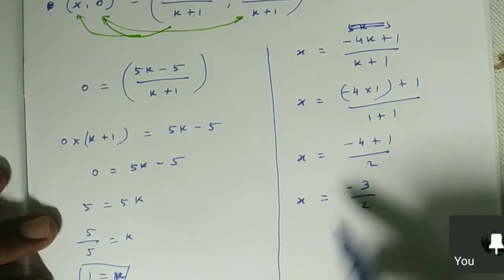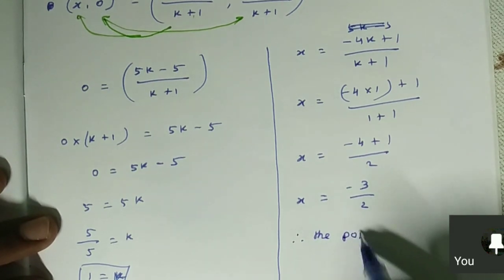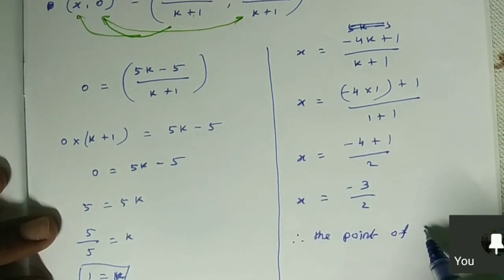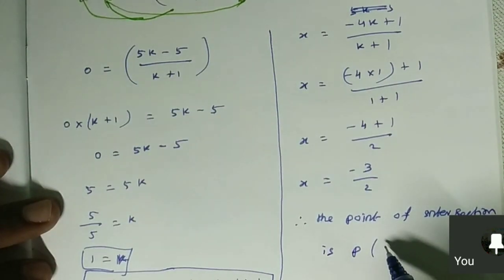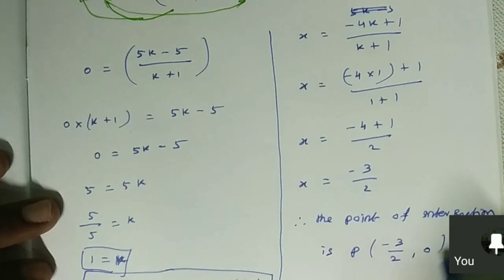So the answer: the point of intersection is (x, 0), that is (-3/2, 0).